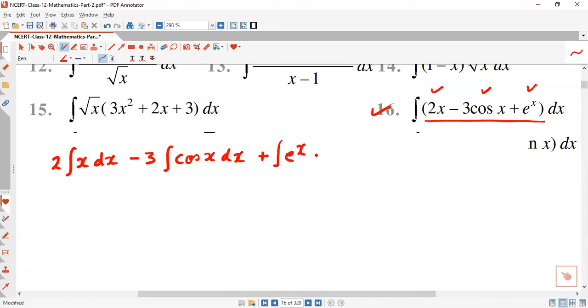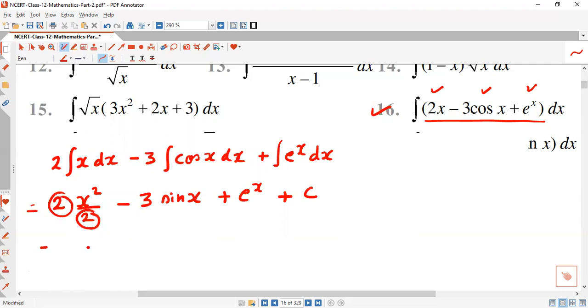raised to x dx. Now we know the formula. Integration of x will come out as 2 times x square by 2, minus, cos x has a formula, 3 times, this becomes sin x, and e raised to x remains as e raised to x, plus some constant c. So this 2 and this 2 cancel out. So the answer is x square minus 3 sin x plus e raised to x plus some constant c. This is the answer.